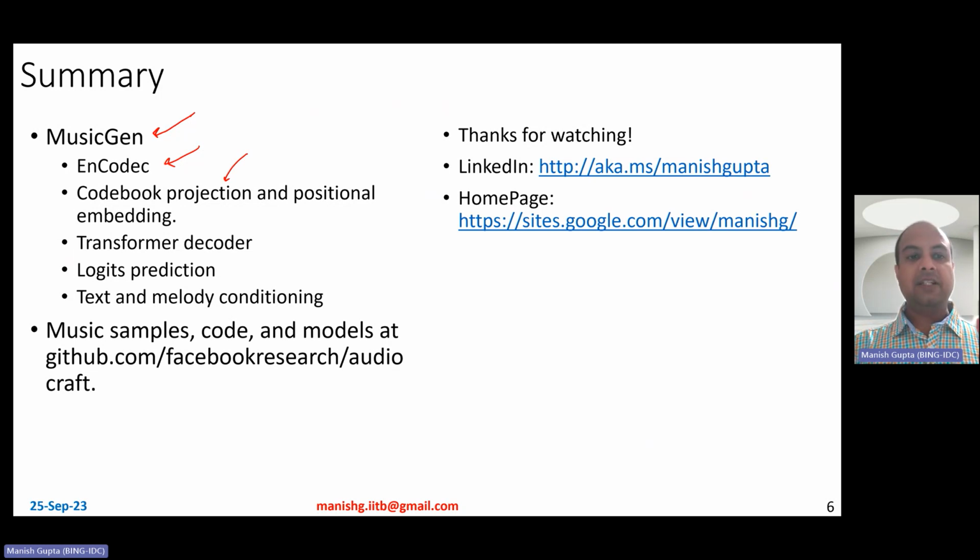Then you have a transformer decoder, which takes in both text and melody conditioning inputs using cross-attention layers. At the output, of course, the transformer decoder does logit predictions for those codebooks which need to be present at any sequence time step, right? So if you want to play around with this, music samples and code models are all available in the AudioCraft library by Facebook on GitHub.